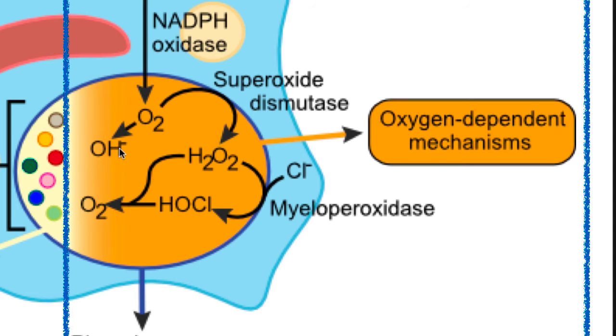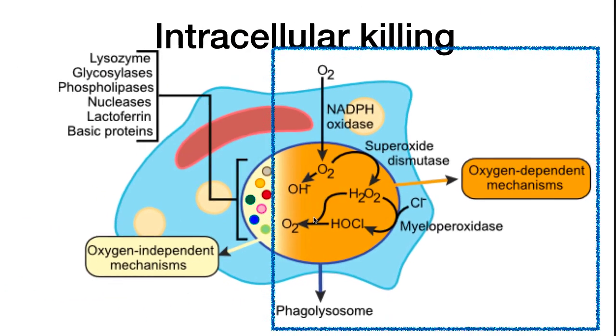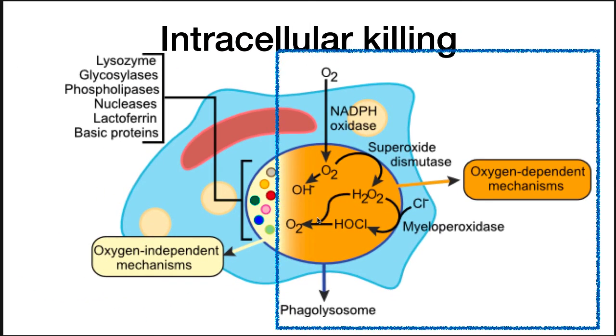And the creation of hypochlorous acid by myeloperoxidase. In this case, the superoxide is converted by superoxide dismutase into hydrogen peroxide. This is combined with chlorine to make hypochlorous acid, which is very deadly. Both of these compounds will react with bacterial DNA, proteins, and other cellular constituents, rapidly inactivating them.